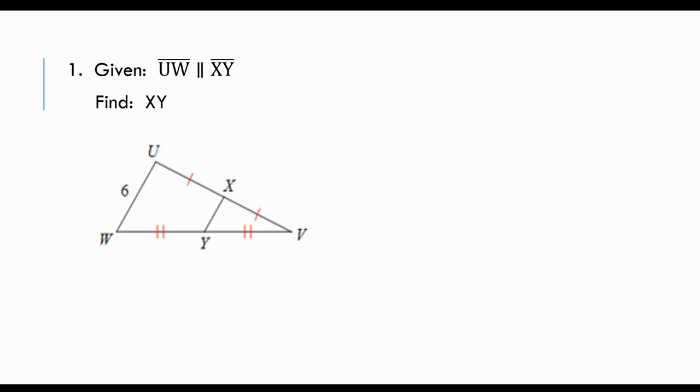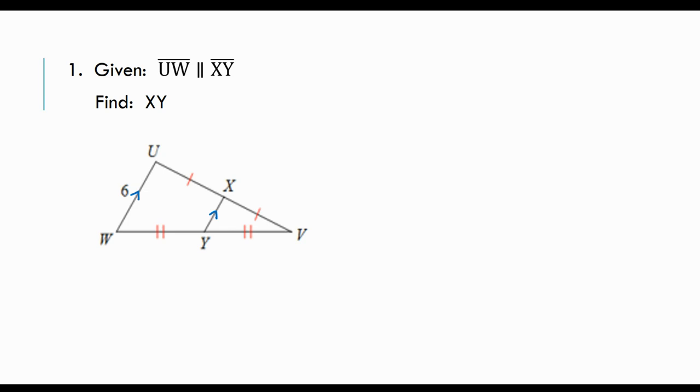So let's use that information and let's take a look at this example. Notice that in this picture, they are telling me that I have parallel lines. That actually is not technically going to matter in this case, because what I really need to look at is what's marked in the picture. Notice that X is a midpoint because UX and XV are congruent. Y is a midpoint because WY and YV are congruent.